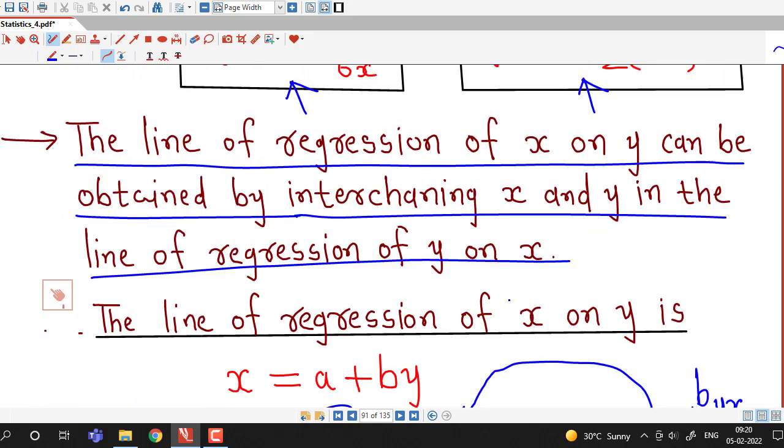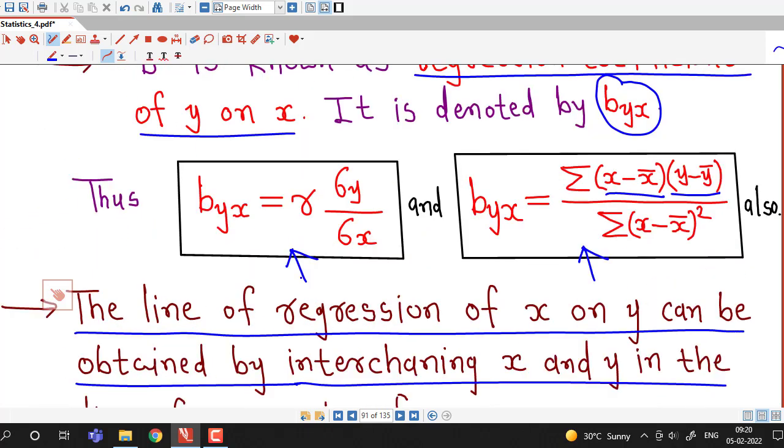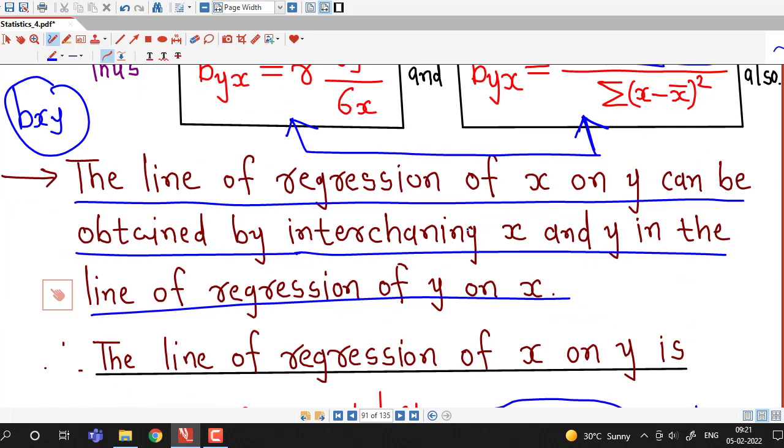So we will remember these formulas for the regression coefficient of y on x only, and the regression coefficient of x on y can be obtained by interchanging x and y in these formulas.